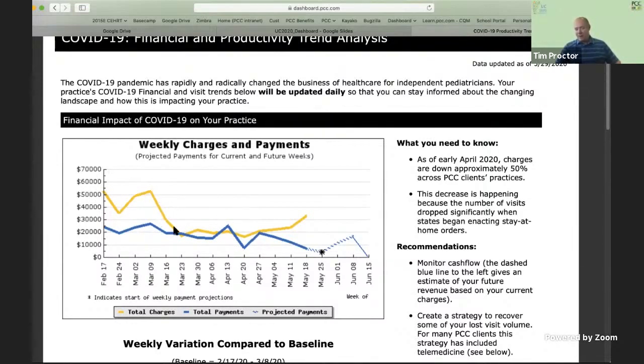I mean, for everybody, or most everybody, in mid-March, there was a big drop-off of charges and productivity and visits that you're doing. But it's a good idea to look at this graph and get an idea, how am I doing since then? Are my weekly visits and charges and payments going up? So you can monitor that here.